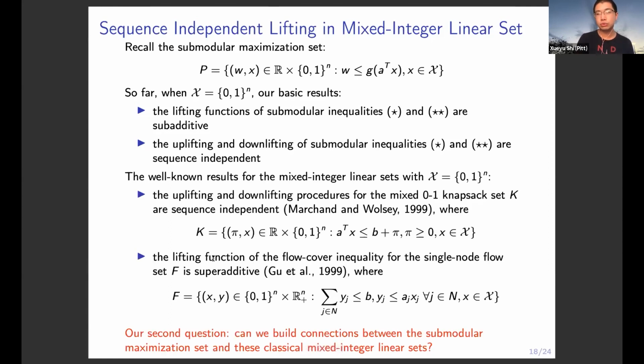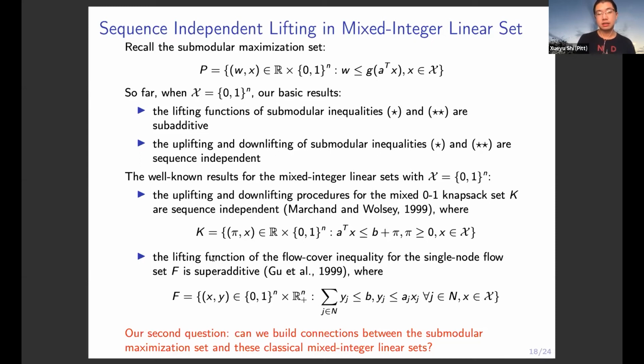So there are two classes of mixed integer linear sets. First is the mixed 0-1 knapsack set. It involves a single continuous variable pi and binary variable x with a knapsack constraint and a lower bound constraint. So Marchand and Wolsey show that the uplifting and downlifting for the mixed 0-1 knapsack are sequence independent.